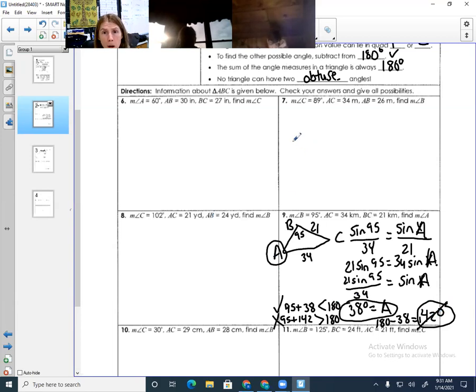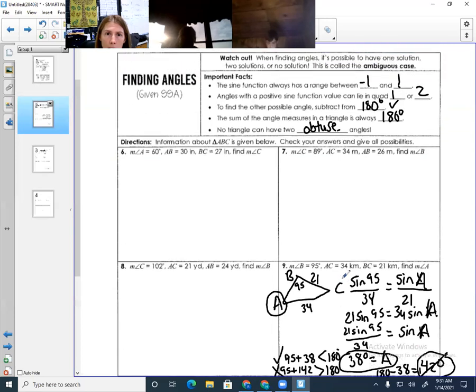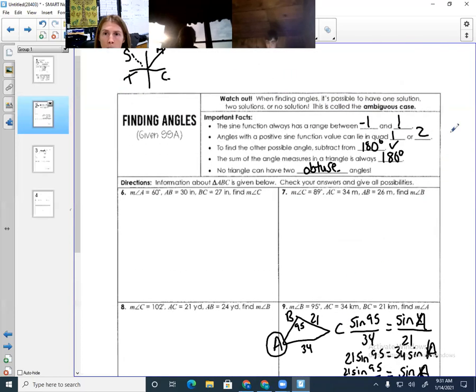Now, some of these problems will both work. Both angles will be fine. Some of these problems, one doesn't work. Some of these problems, both of the answers don't work. So just be aware that you do need to check to see if they work. And this is called, if you look up top, the ambiguous case. That's what this is called. So make sure you check.